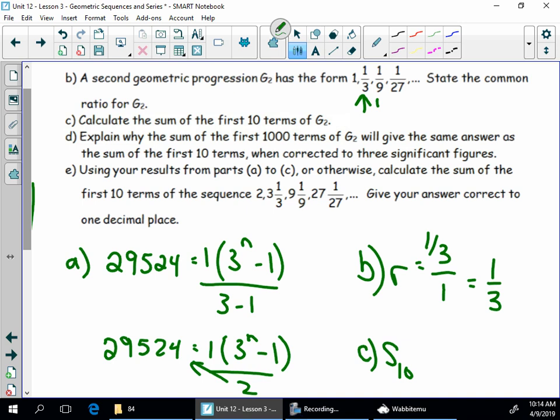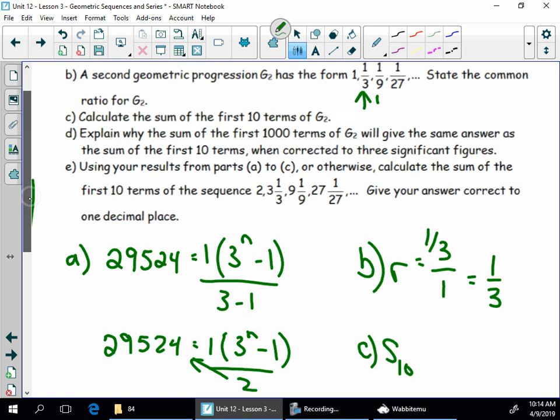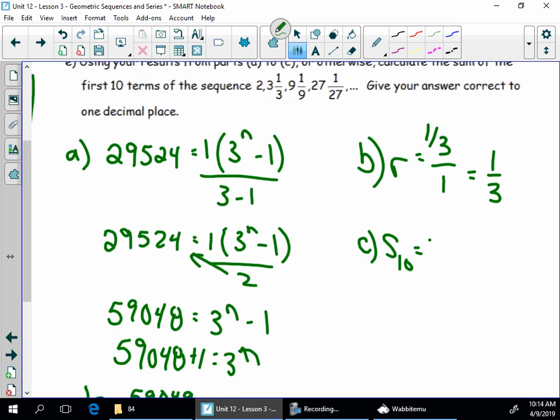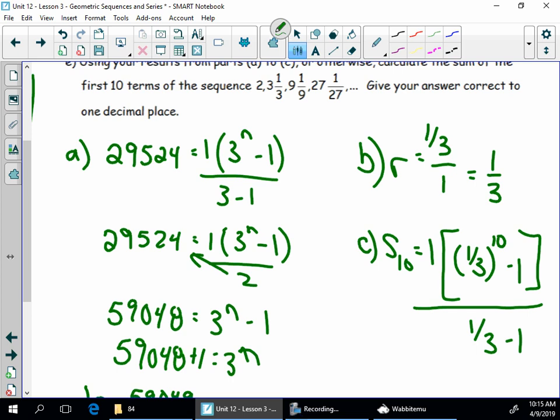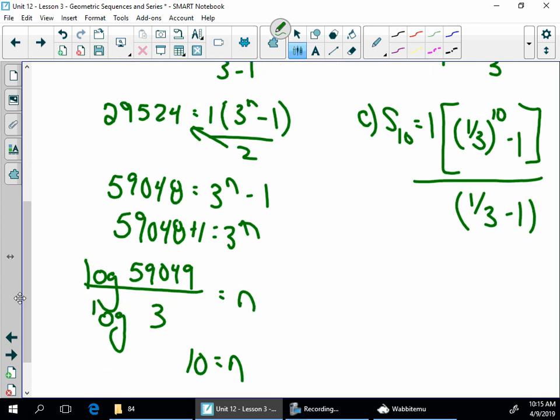Calculate the sum of the first 10 terms of G2. We can do that as S10. We're starting at 1. Our common ratio is 1/3. I need 10 terms. I can divide by 1/3 minus 1. So I'm using my calculator one time, putting brackets around that bottom bit right there. And I ended up with, this is a decimal, my calculator can't handle the fractions, 1.4999 dot dot dot, which to 3 sig figs is basically 1.50.